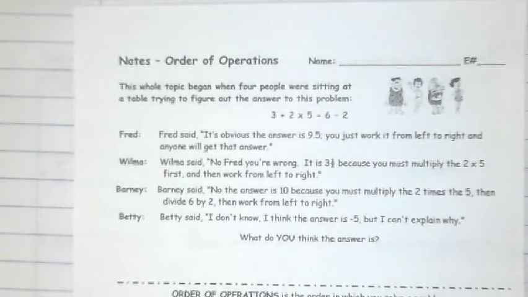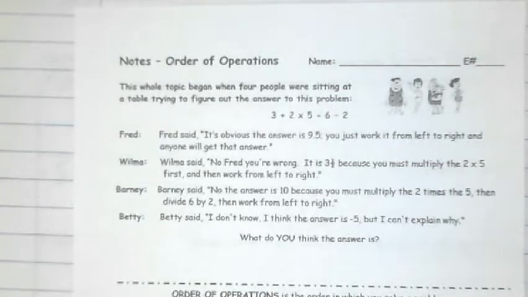Wilma says, no, Fred, you're wrong. It is 3.5 because you must multiply the 2 times the 5 first and then work from left to right. Then Barney says, no, the answer is 10 because you must multiply the 2 times the 5, then divide 6 by 2, then work from left to right. And then Betty says, I don't know, I think the answer is -5, but I don't explain why. What do you think the answer is?